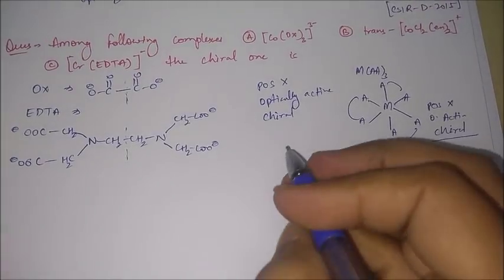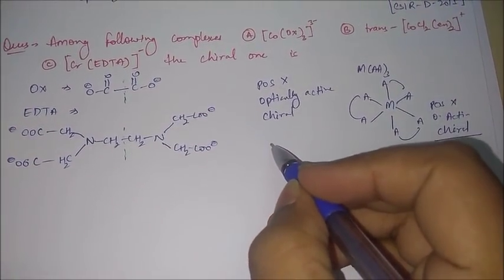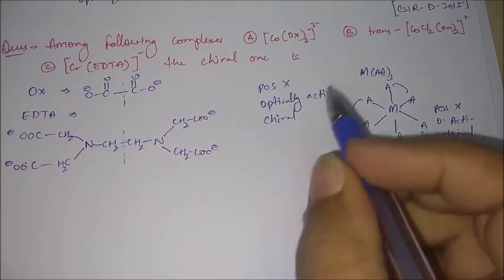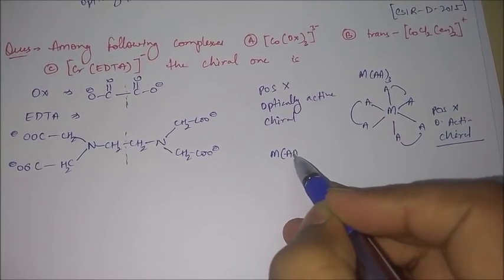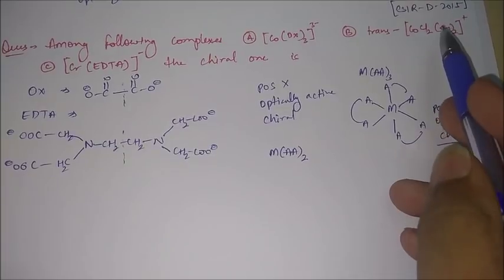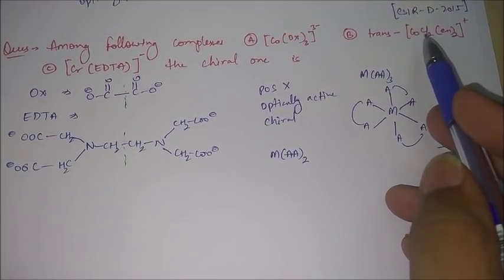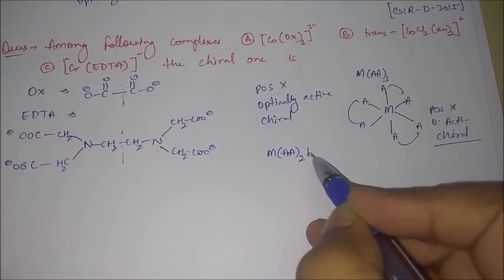Now talking about B, in B you have a bidentate ligand, so here you can write it like this, M(AA) whole twice. I have written en as AA, whole twice, and then Cl2. These are monodentate, so I can write it like this.